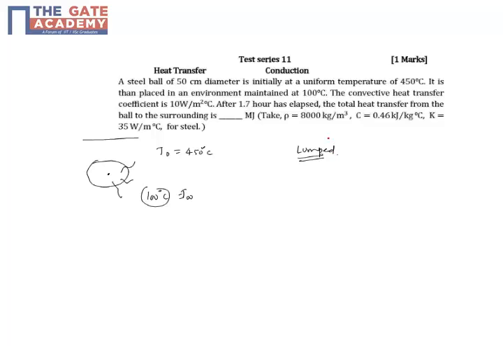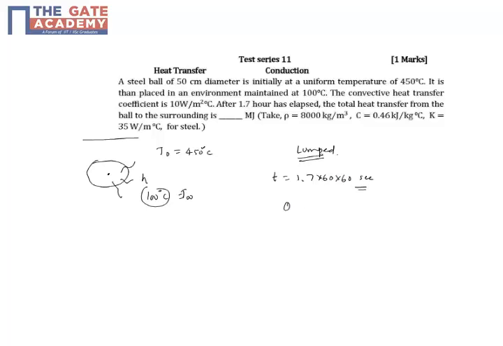The convective heat transfer coefficient is given because it gives out heat by convection. It's open air convection in air. So what is asked is the total heat transfer from the sphere after 1.5 hours, which is 1.5 times 3600 seconds.